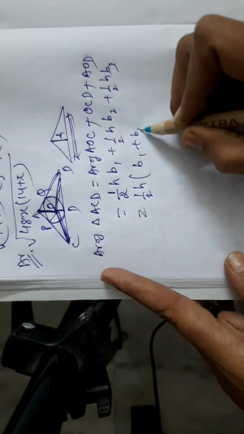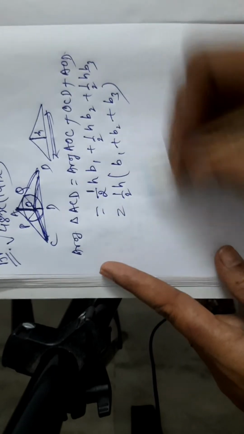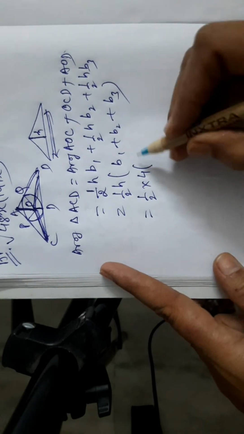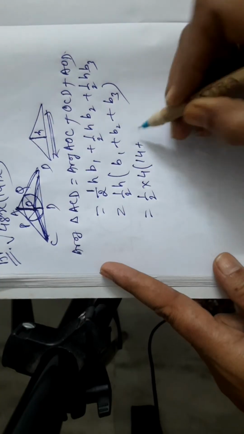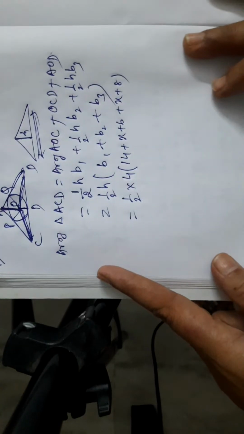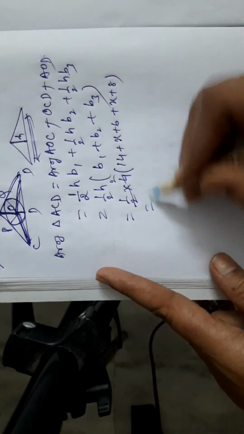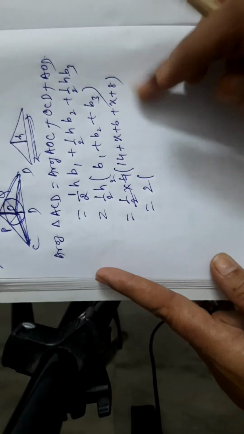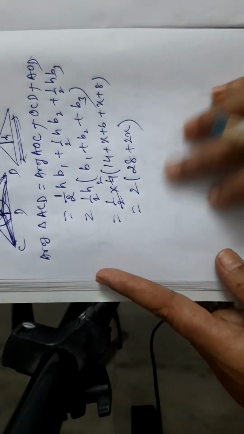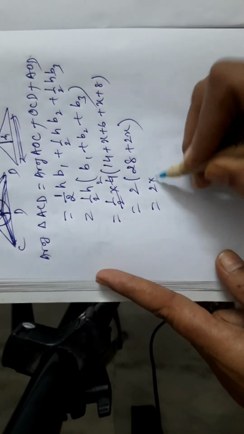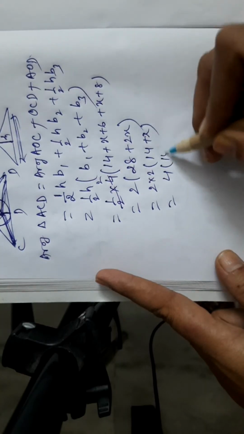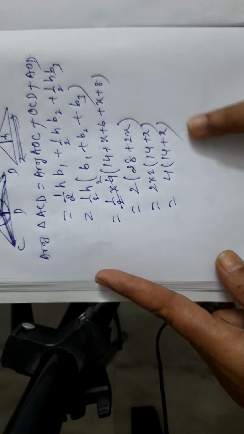b1, b2, b3. For height it is 4, base 1, first side it was 14, second was x plus 6, third was x plus 8. So finally it is 2, 14 plus 14, 28 plus 2x. Again we can take 2 common. So it is 14 plus x. So finally area is 4, 14 plus x.